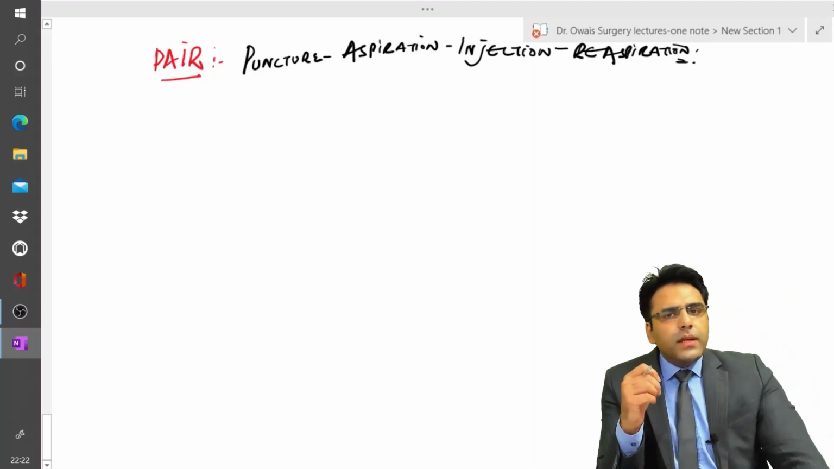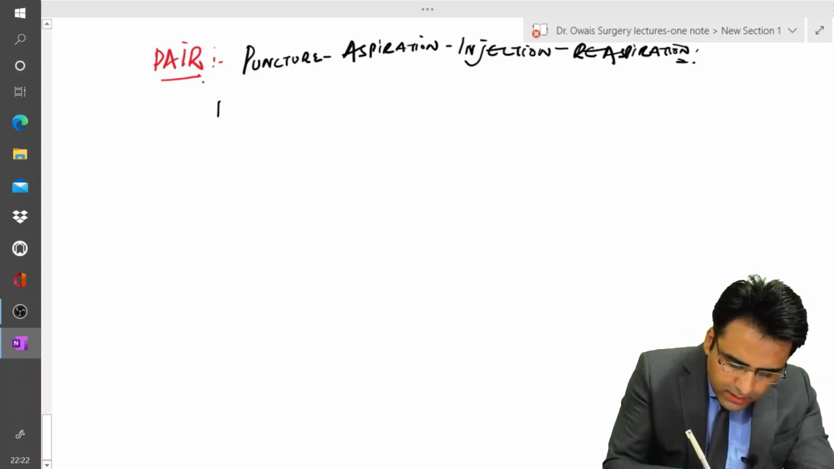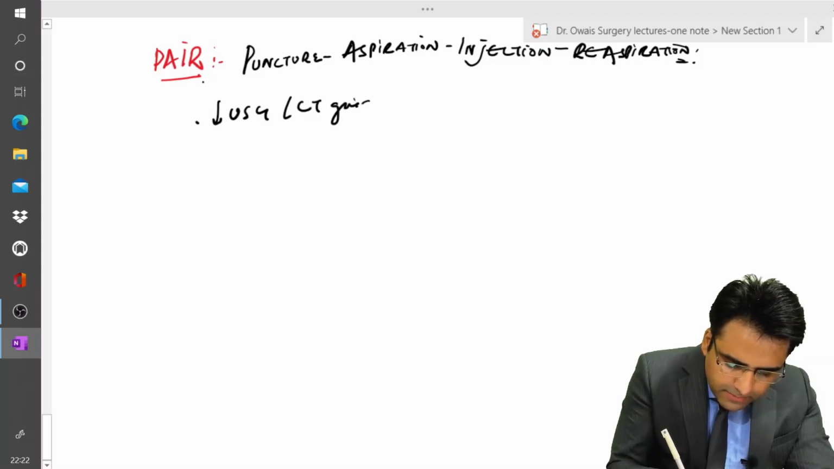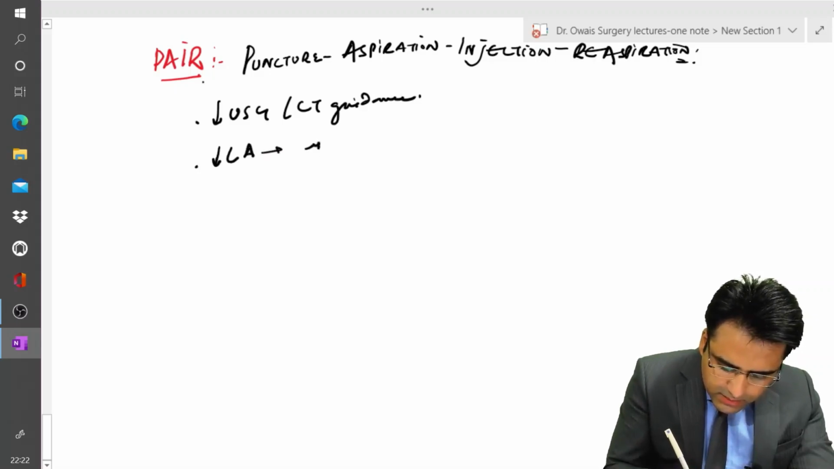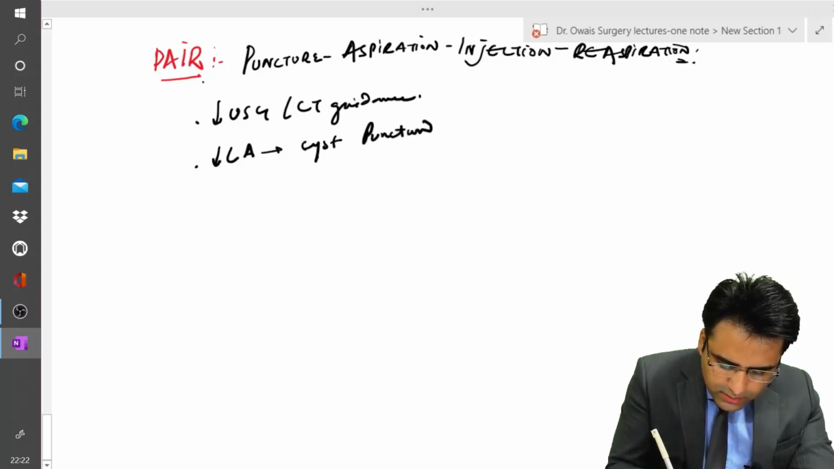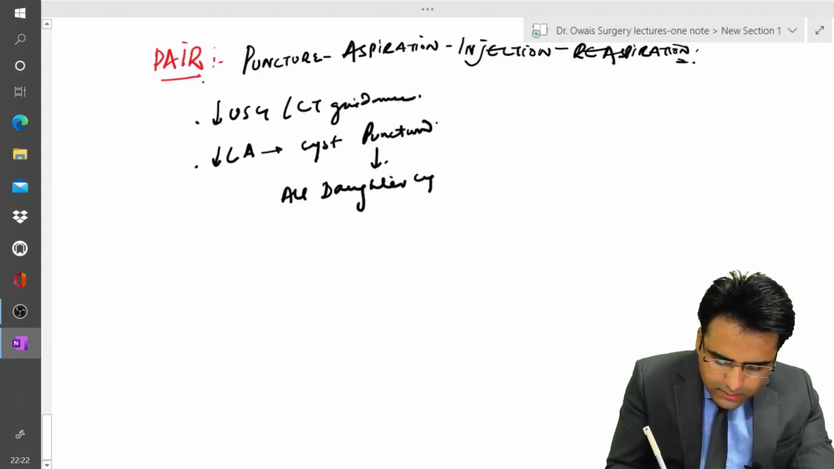Now it has to be done under ultrasound or CT guidance. Now how is it done? Under local anesthesia, the cyst is punctured. After that, all the daughter cysts are aspirated.